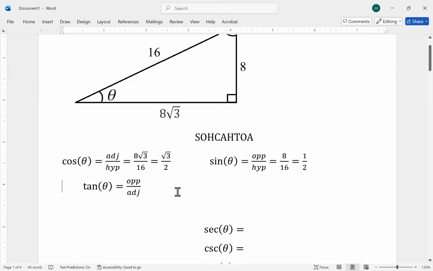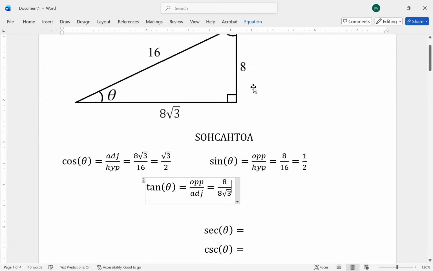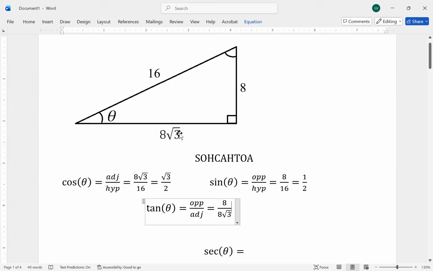Tangent of theta is opposite over adjacent. That is 8 over 8 root 3, because the side opposite is 8, and here we have 8 root 3, which is the side adjacent. Again, that's going to reduce if we want to. You could rationalize the denominator there as well if you'd like.